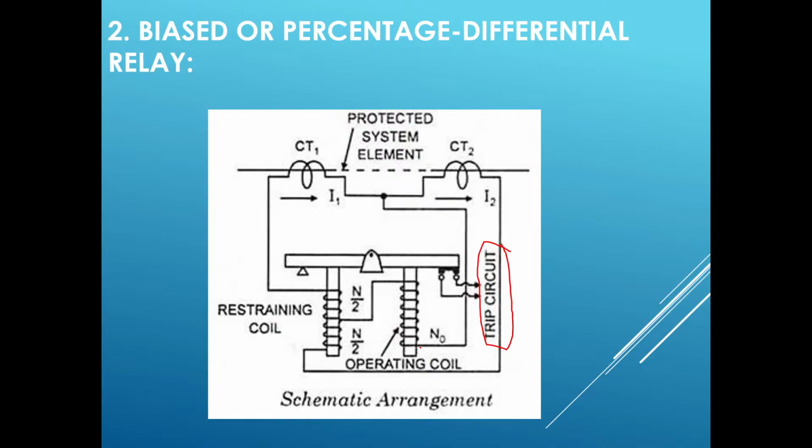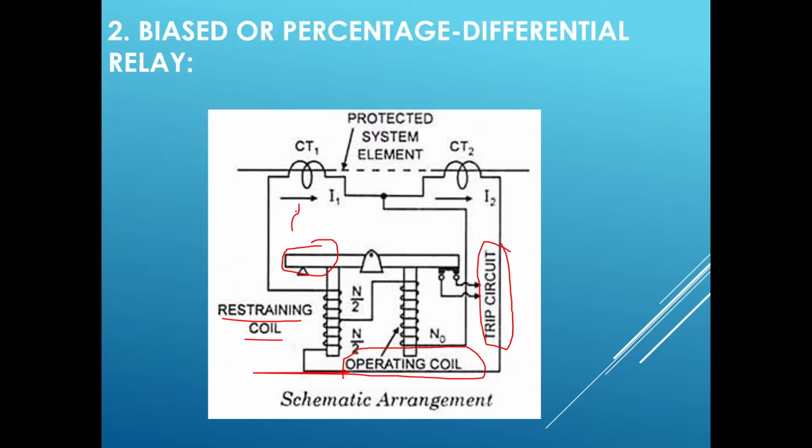Under normal operating condition, if fault occurs, then only the trip circuit should close. Under normal operating condition, through load condition, the torque developed by the restraining coil will be greater than the operating coil. Current will not flow through the operating coil; normal current will flow through the restraining coil. So the torque developed by this restraining coil will be greater than the operating coil torque.